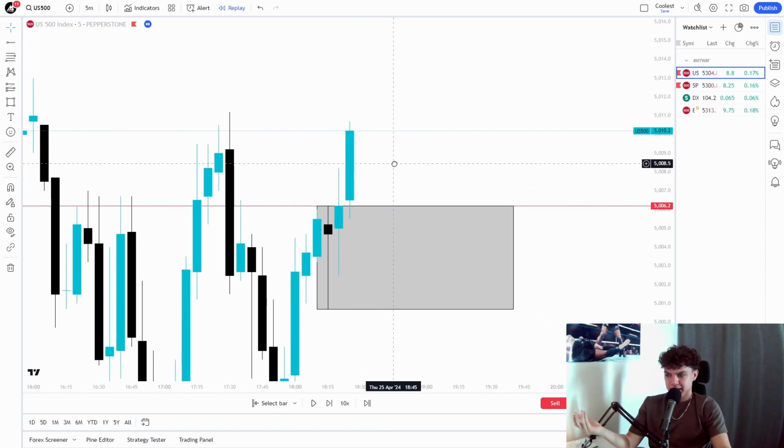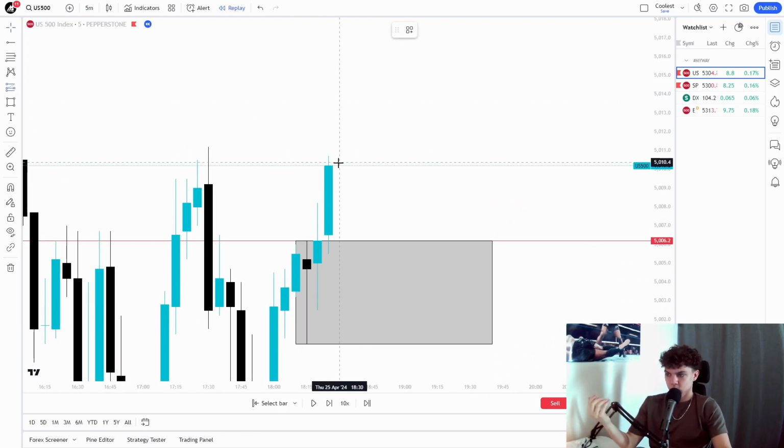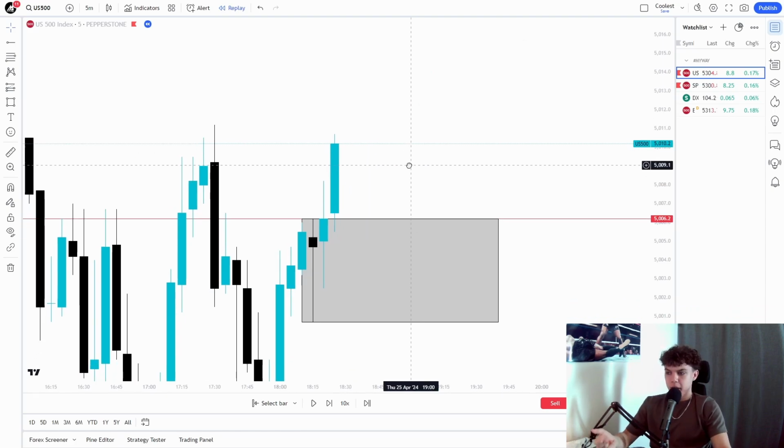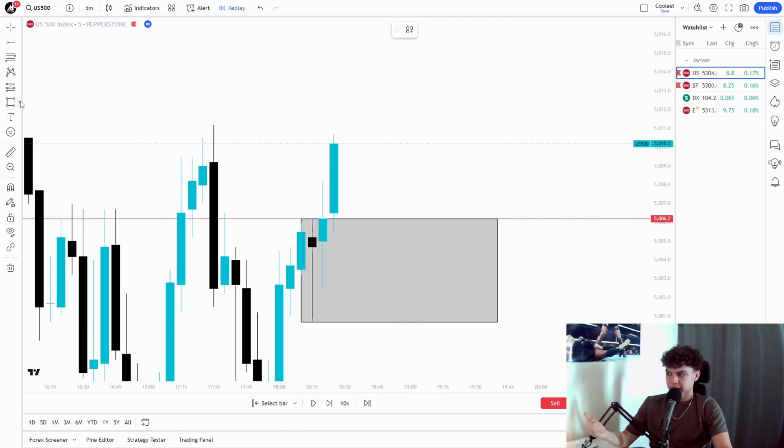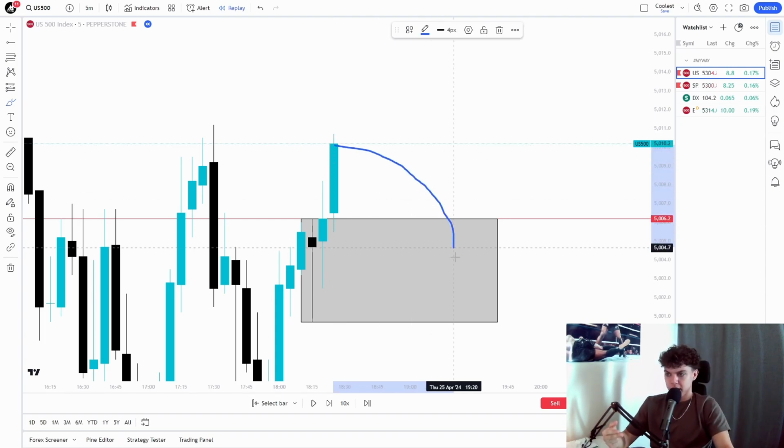What happened after this? Yes, I would enter from here, like I told you guys. But you see how important this order block is, how powerful it is. Obviously, higher time frame always holds more power. But look, it came here.